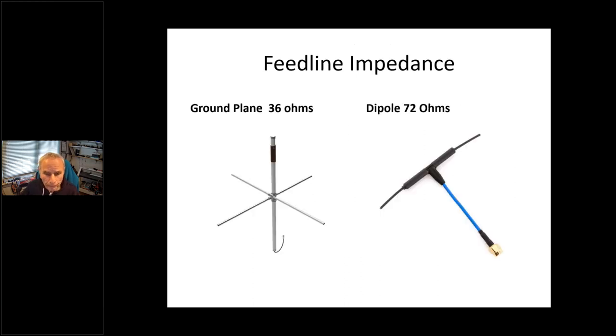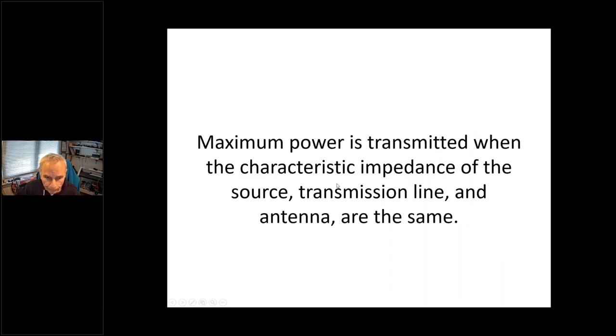How is that determined? And why is it 50 ohms? Well, our two most popular antennas are the ground plane, and the characteristic impedance of a ground plane is 36 ohms. And a dipole antenna where the characteristic impedance is 72 ohms. To try to be somewhere in the middle, 50 ohms fits the needs of both of these.